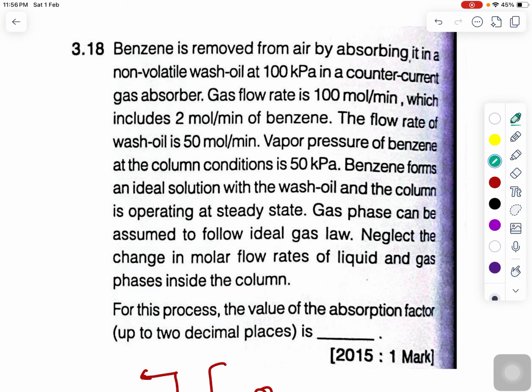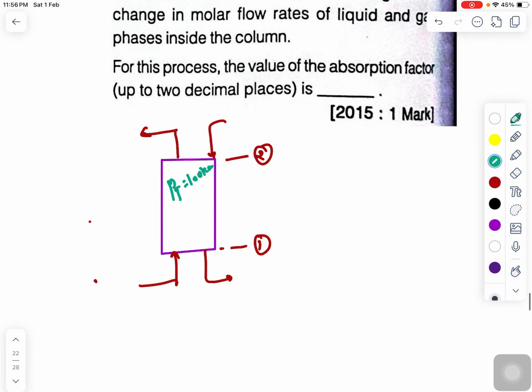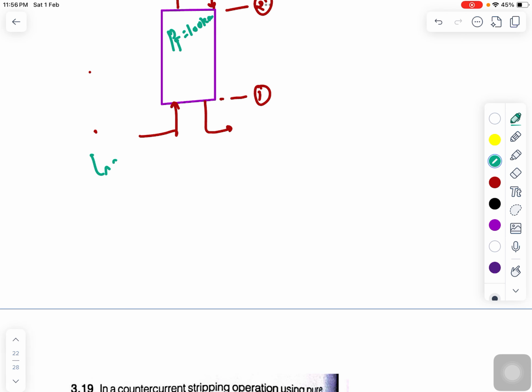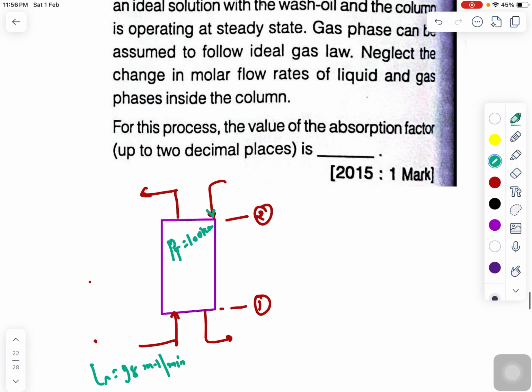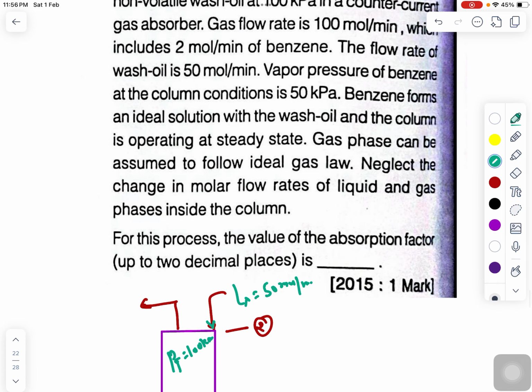But if you are going to write in terms of solute free, that if you are removing benzene, so what will be the flow rate of the gas? Ls will be equal to 100 minus 2, that is 98. So here I can write Ls equals 98 mole per minute. Okay, fine. Now the flow rate of wash oil is 50 mole per minute, right? Here wash oil is being used, so Ls is equal to 50 mole per minute.